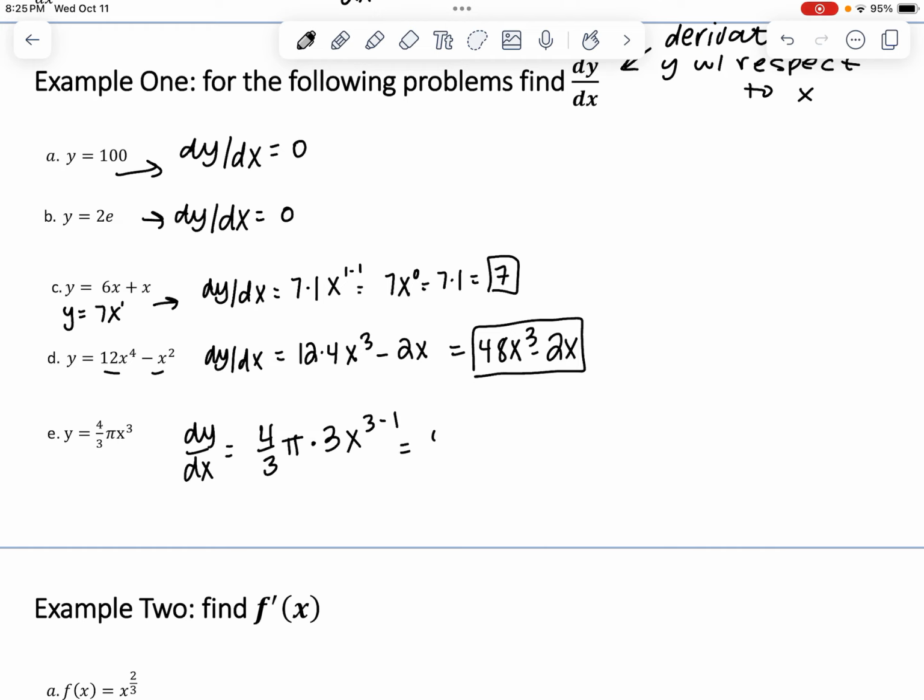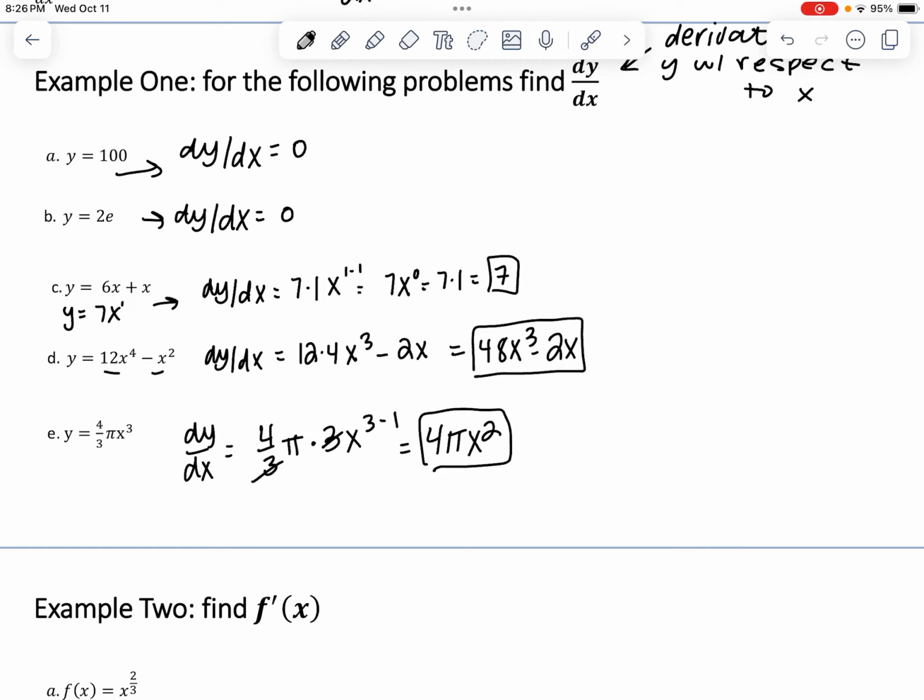So my final answer will be, well, if you look, this over here is, hold on, where am I looking for this guy? Right here, this is division by 3. This is multiplication by 3. So these cancel out. So I'll be left with 4 pi x squared because 3 minus 1 is 2. So those are the derivatives of those first sets of problems.